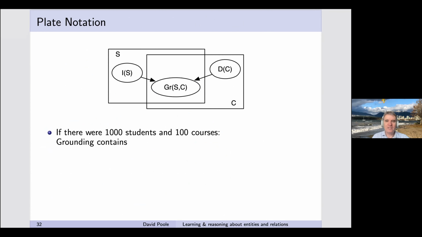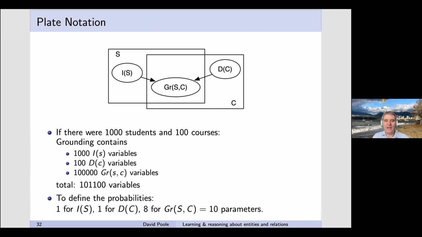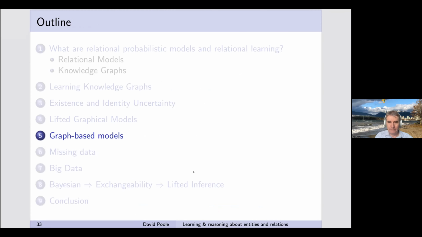So if there are 1,000 students and 100 courses, the grounding contains 101,100 variables. So the belief network here, the Bayesian network in this case, has 101,100 variables. There are 100,000 of these grade variables, right? There's one for every student-course pair. But there are only 10 parameters. And so this is the basis for lots of the models that we use in statistical relational AI.